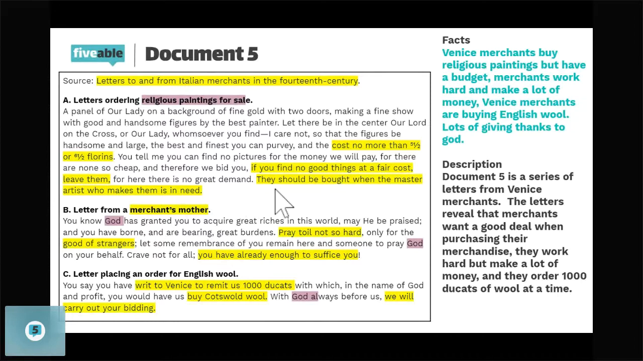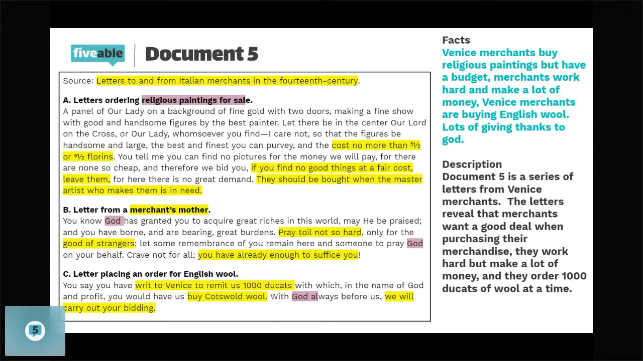And then he says they should be bought when the master artist who makes them is in need. So who's cheating who now? He's like, oh, well, we'll wait because that artist will need money. And in a few months, he'll be broke and he'll sell the painting for less. So maybe merchants are sneaky. Okay, let's look at the next one.